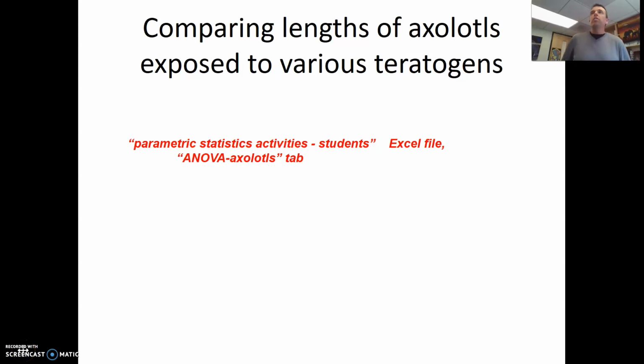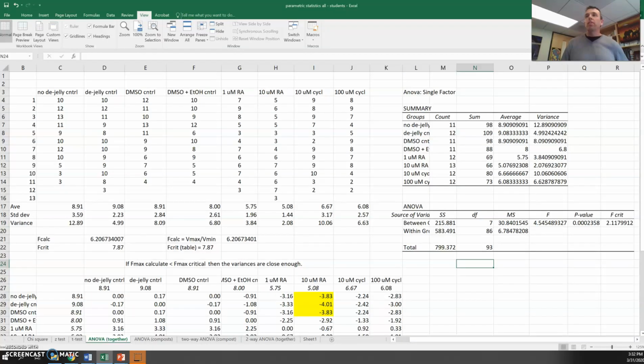Alright, so we're working together on the data in the Excel file that I gave you, where we're comparing lengths of axolotls exposed to various teratogens. So again, these are lengths, this is continuous data. We already found that our data has variances that are close enough, right? So basically we've been working on this tab here, and we even got our ANOVA value already.